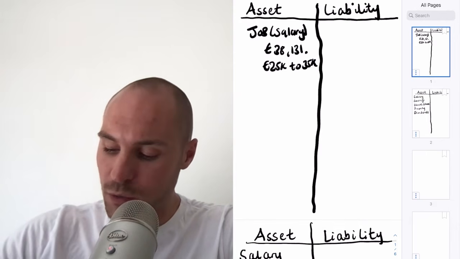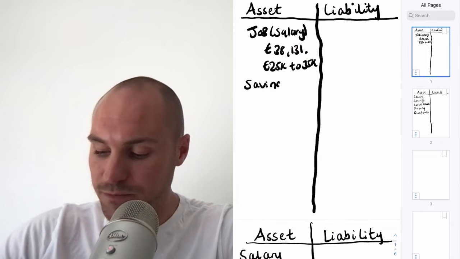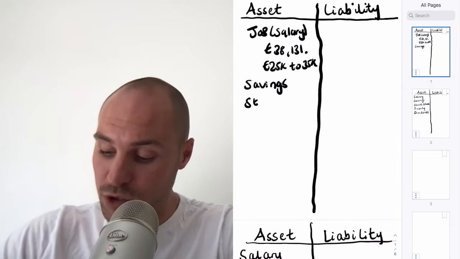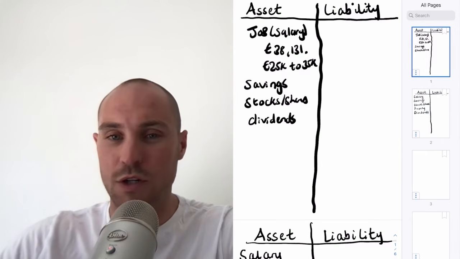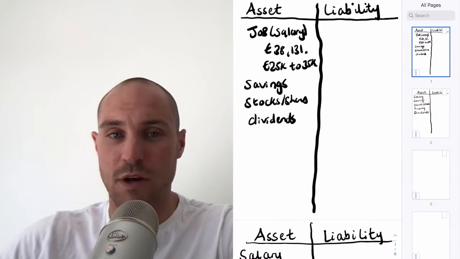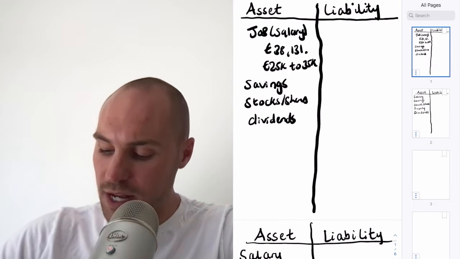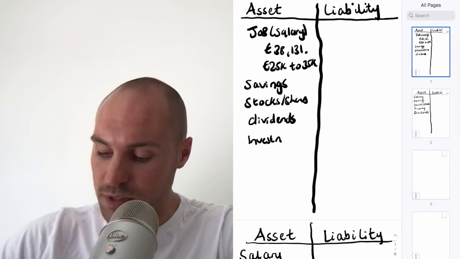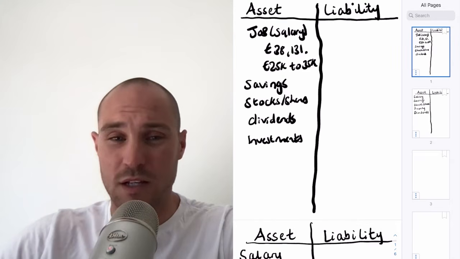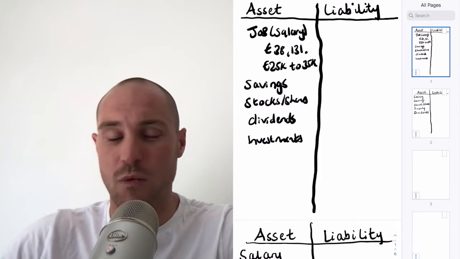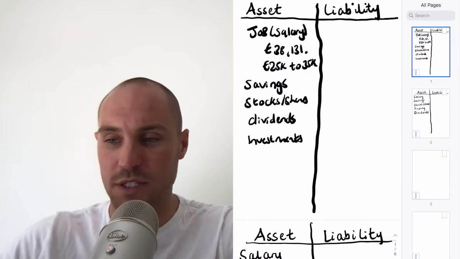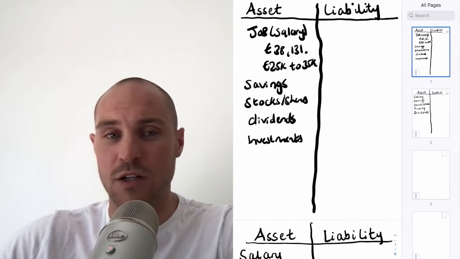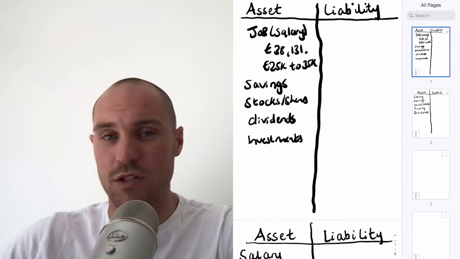right? Then the other things that we have as assets is we may have some savings. Maybe we've got some stocks and shares, and maybe we've got dividends. If you own a company and you're a business owner watching this video, then you may be taking dividends from your company, and that's an asset. And if you're a property investor, or you do stocks and shares, or you have a wealth manager that manages your money, then maybe you've got some investments. These investments can be as broad as property to crypto to other commodities like gold, silver, and maybe you do some trading.